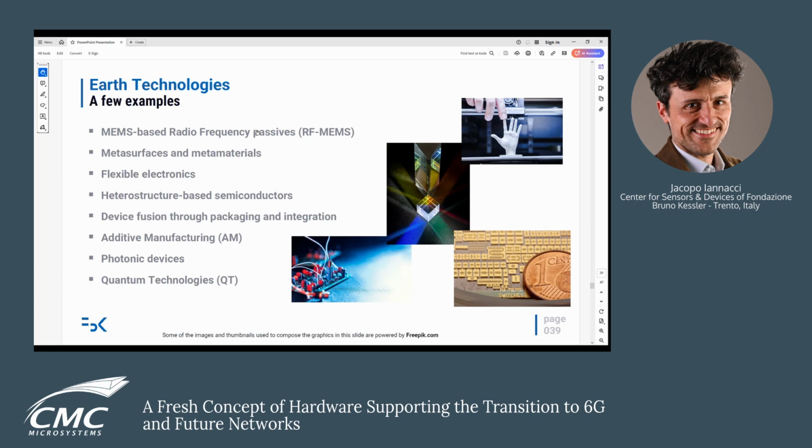So monolithic integration, self-resilience, capacity of self-reacting and self-repair, or having simply monolithic devices which are able to realize a wide variety of functionalities. You can see here, let's say this is a partial list. I mentioned RF MEMS, metasurfaces, flexible electronics, also heterostructures, which are not so related to MEMS and NEMS, but are quite close from the fabrication point of view. Then, of course, integration packaging through device fusion, additive manufacturing, which is also an interesting and rising field of research, photonic and quantum technologies.